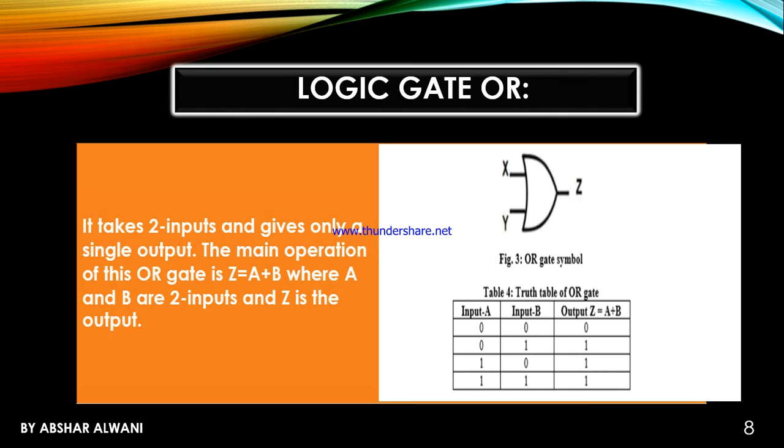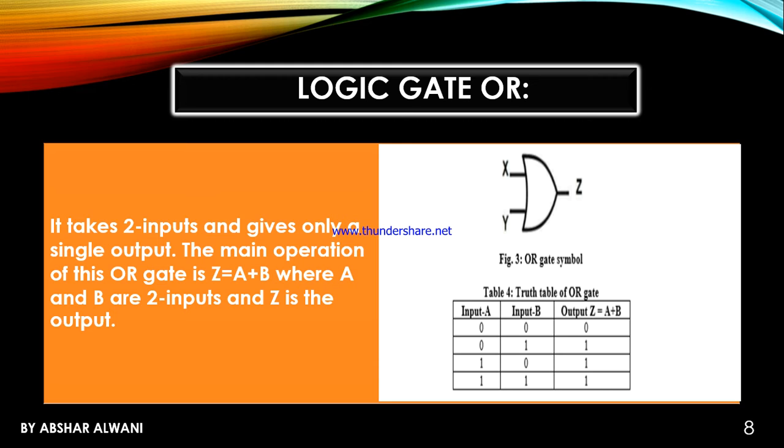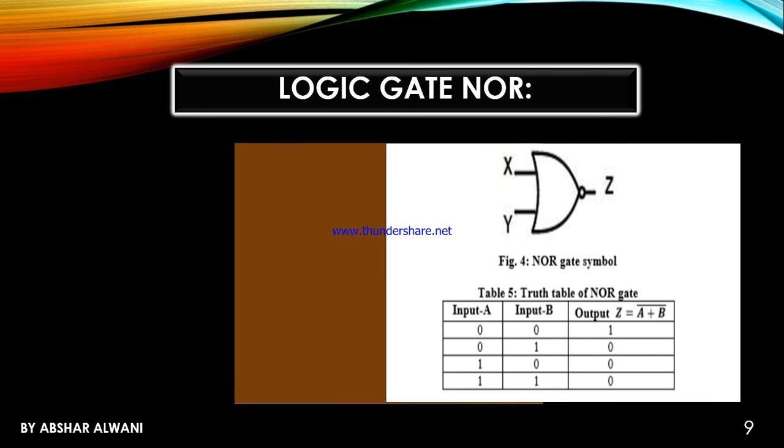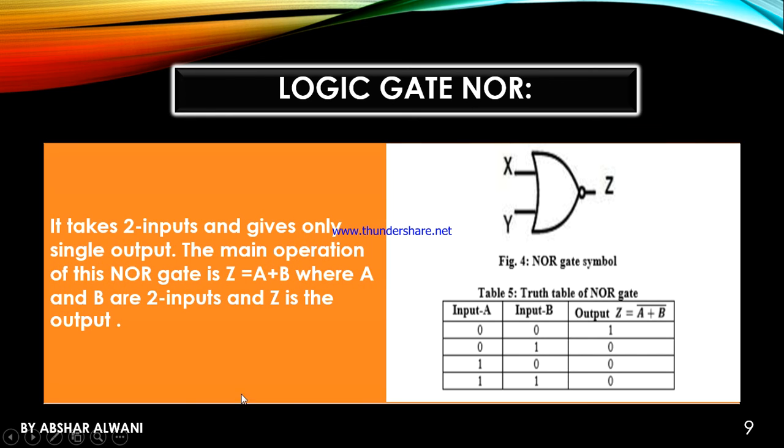OR. The OR gate produces high output when one or more inputs are high. The output is low only when all of the inputs are low. NOR. NOR gate produces low output when any of its inputs is high. Only when all of the inputs are low, the output is high.